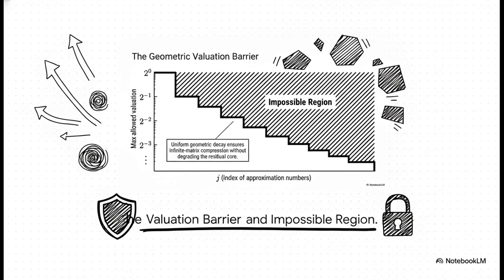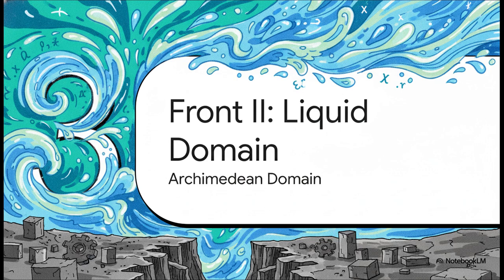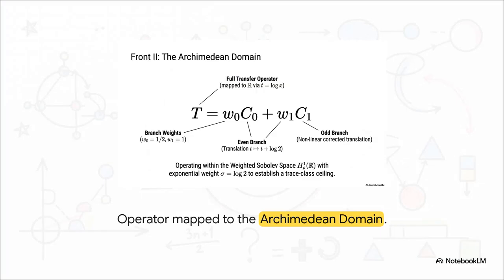That first pillar, it is mathematically indestructible. Okay, on to Section 3. Front IV, the liquid domain. Now that our solid core is built, we have to address the other side of the chasm, the Archimedean domain. We switch gears entirely here to a continuous domain.